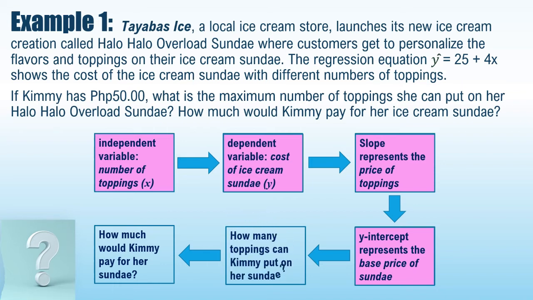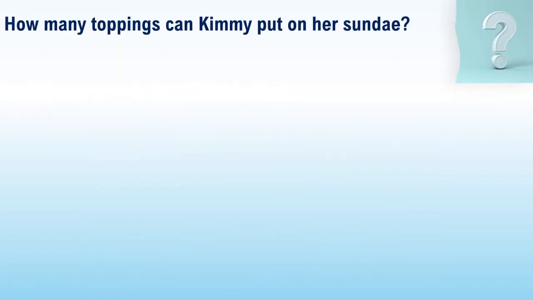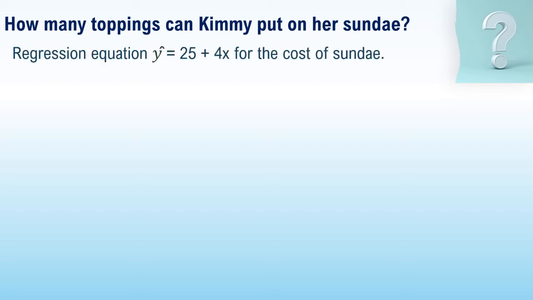How many toppings can Kimi put on her sundae? So here we go. Let's have a separate solution for this. So here's our solution to the question, how many toppings can Kimi put on her sundae? We will use the regression equation y hat equals 25 plus 4x for the cost of sundae. Now let us start by computing what if Kimi will put one topping in her sundae. So let's try one topping, so that would mean x is equal to 1. And we will substitute this to the regression equation y hat equals 25 plus 4x.